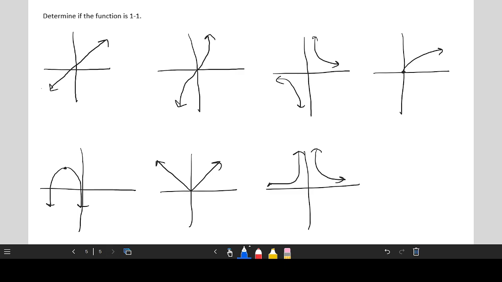So, just to give us some examples here, and you can pause the video and copy the graphs down first if you like. If we look at the first function here, it's just a straight line, and anywhere we draw a horizontal line, it's not going to pass through more than one point. So we don't have any duplicate y values. We can't find 2 points on that line with the same y value. So this function is one-to-one.